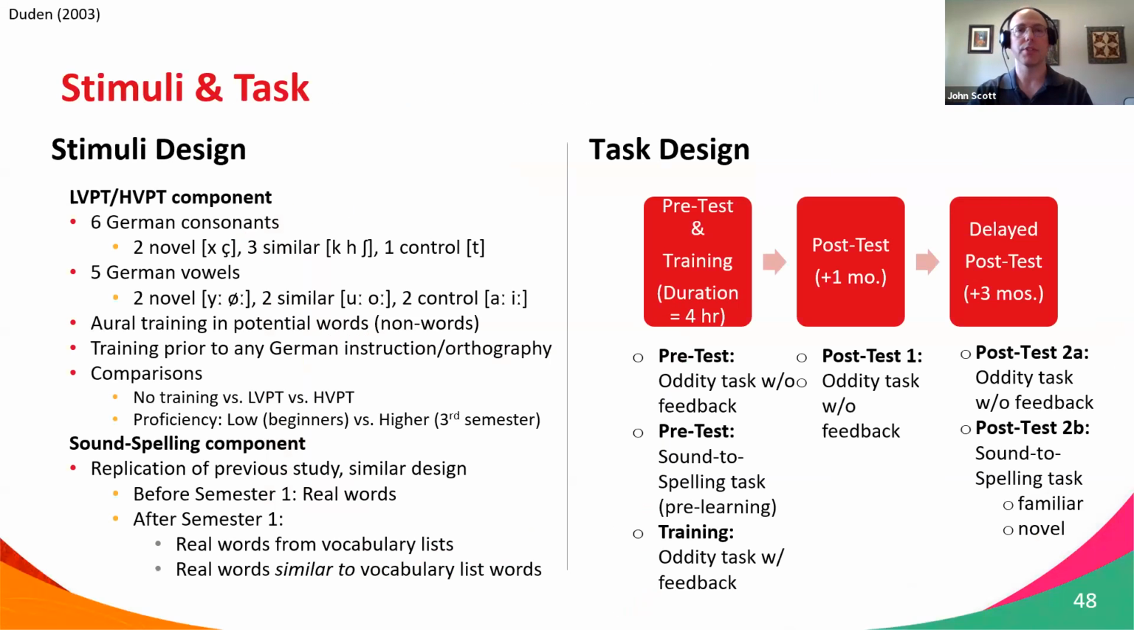I won't go into the details of this, but we're going to focus on German consonants and German vowels that have been selected based on how hard they are to learn. We're also going to include a sound-spelling component that's kind of a replication of the previous study. And we'll do this with a pre-test, post-test, and delayed post-test format using an oddity task, so we don't need any labeling. It's just which of these sounds is not like the others, which then implicitly groups the other 2 as a category.